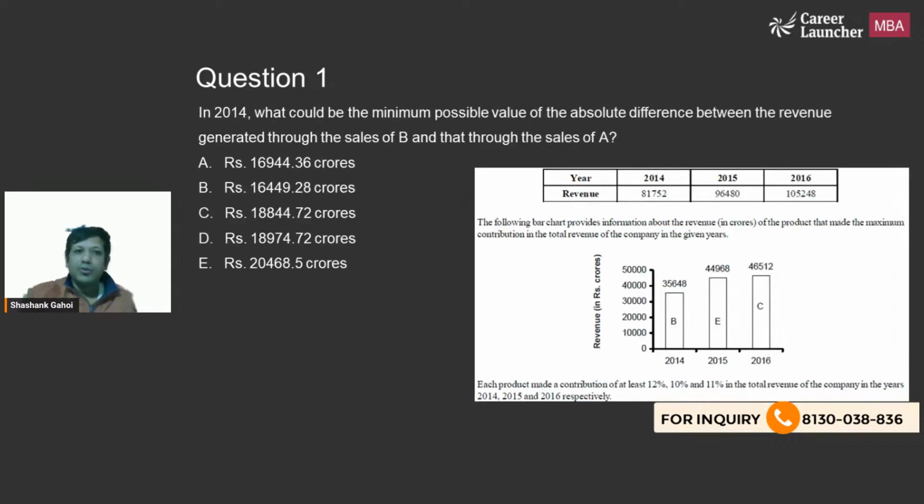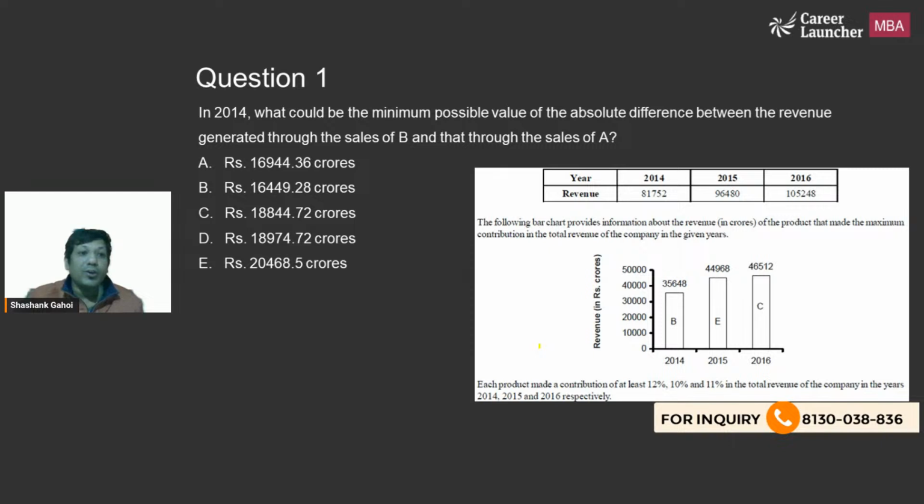Now let's solve the questions. What is the first question? In 2014, what could be the minimum possible absolute difference between the revenue generated through sales of B and that through the sales of A? Right. Now this is going to be a tricky one. Now why is it going to be a tricky one? Because look at the data, look at the options.